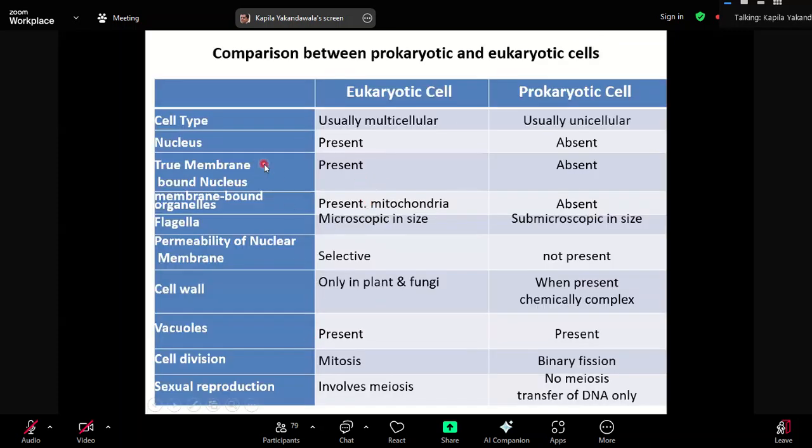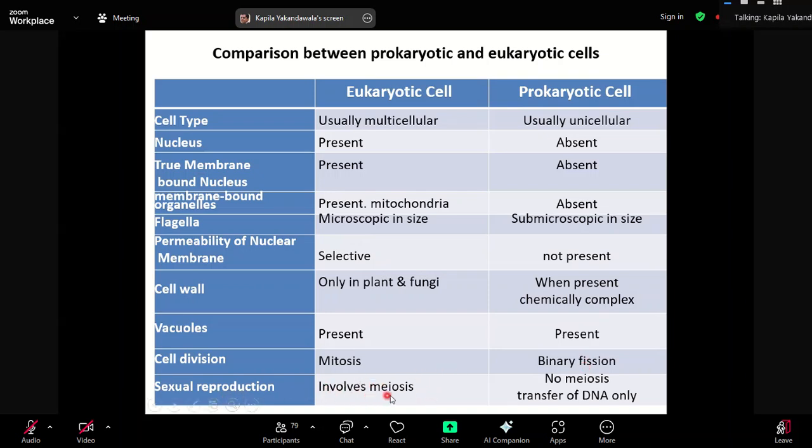This is a comparison. Eukaryotic is usually multicellular. Here in eukaryotic the nucleus is present, in the other one absent. Membrane-bound organelles are present, like mitochondria, all covered with a double membrane. Then the nuclear membrane is selectively permeable, but in prokaryotic there is no nuclear membrane. Cell wall is present in plants and fungi. Vacuoles are present in both. Cell division is by mitosis here, and by binary fission there. Like in bacteria, they always divide into two.